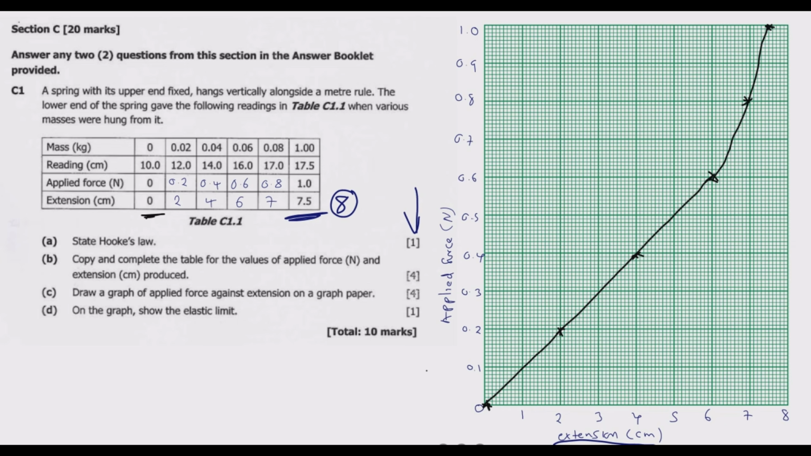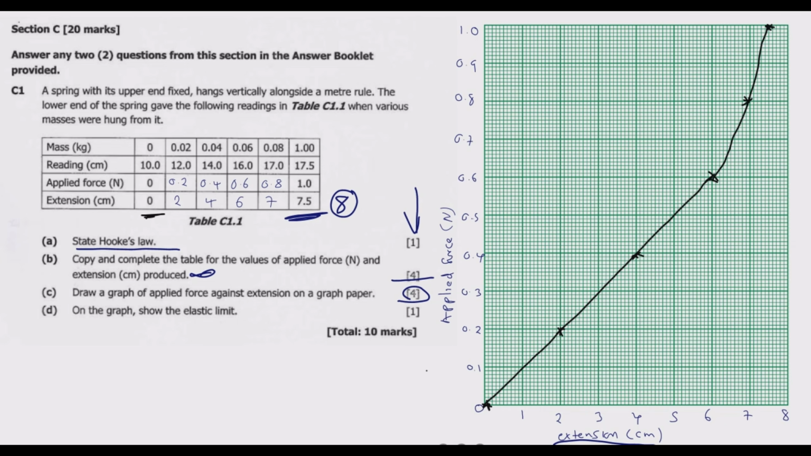So basically, this is how you get these 4 marks that we've already gotten by completing the table, and this by plotting the graph. Then D: on the graph, show the elastic limit. So at what point does Hooke's law stop applying? At what point will the applied force to the spring no longer be proportionate to its extension?